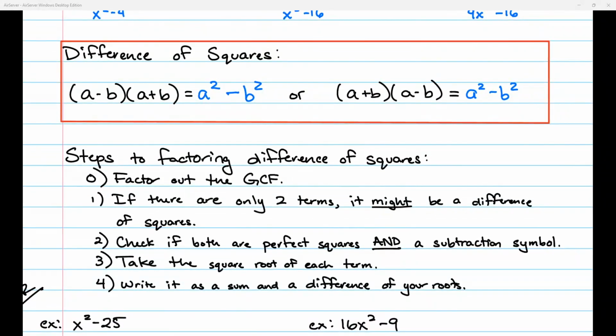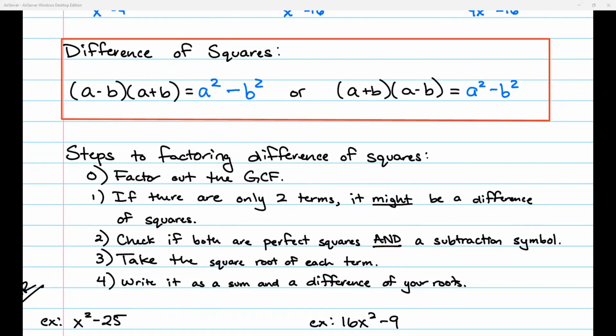So let's go ahead and go over the steps. I put this as step 0 just because we should always be factoring out the GCF. I don't even need to tell you anymore that you should be factoring out the GCF. That's just something that should be becoming automatic at this point. So step 0, factor out the GCF. You don't need me to tell you that anymore. Factor out the GCF, okay?